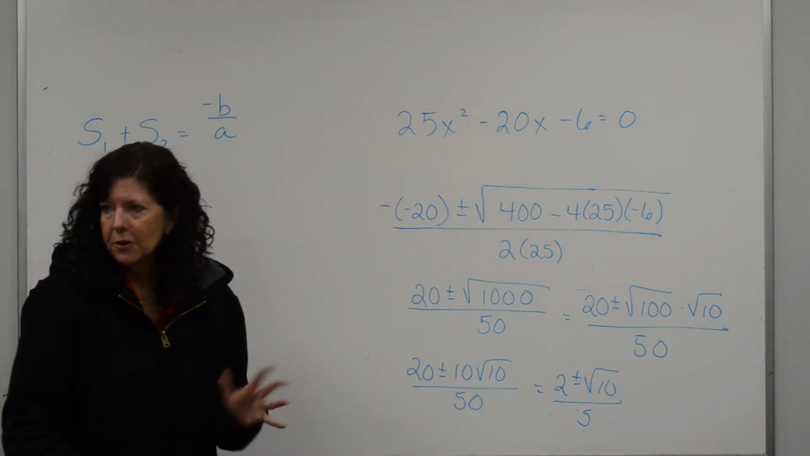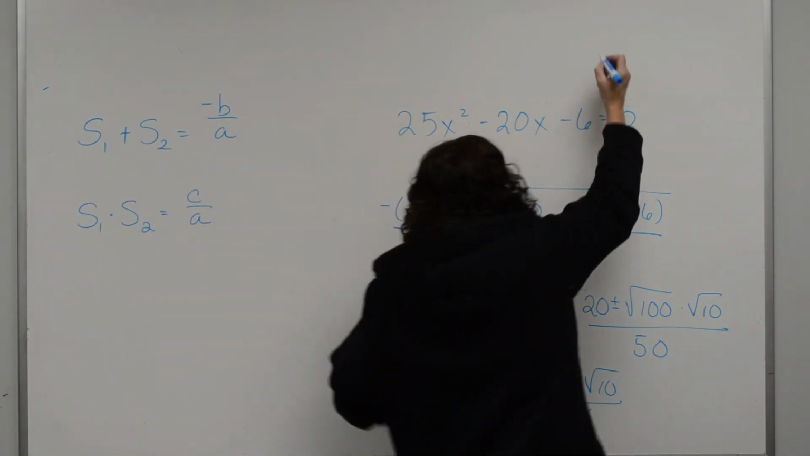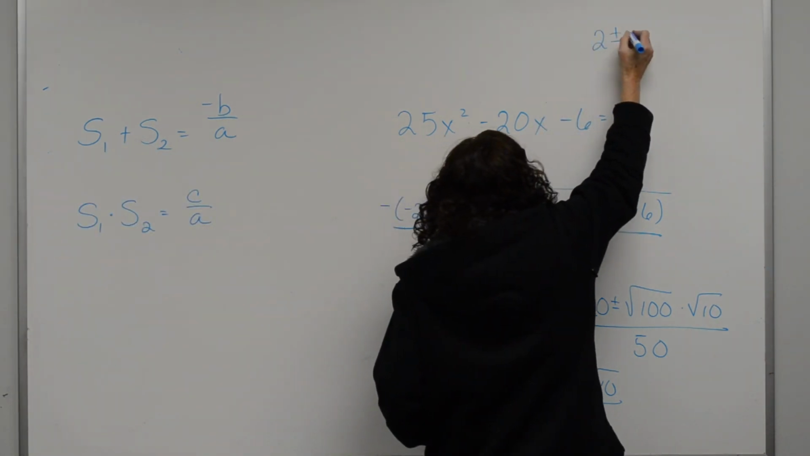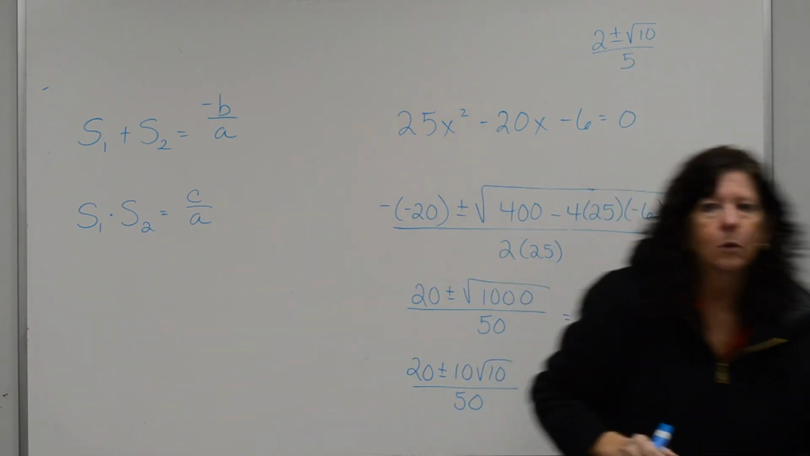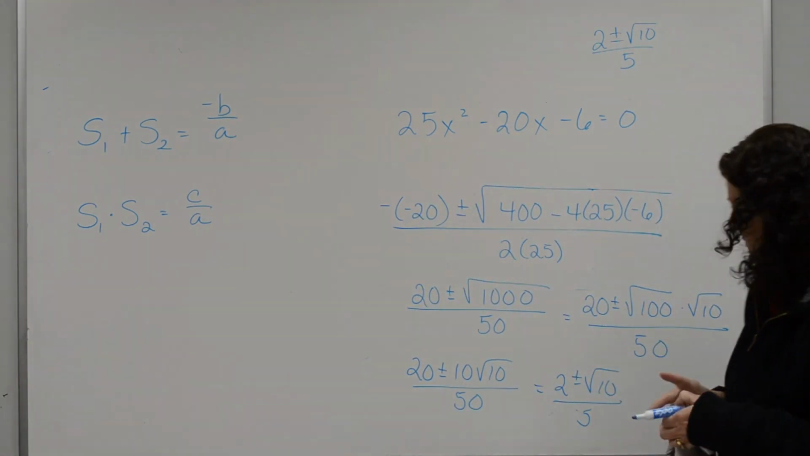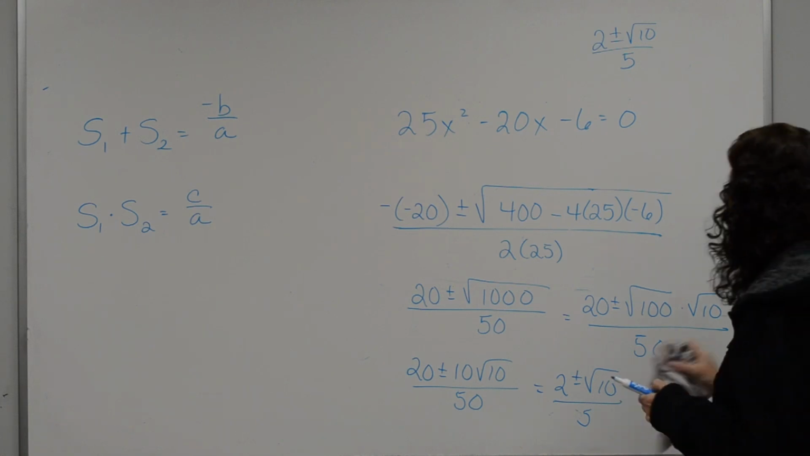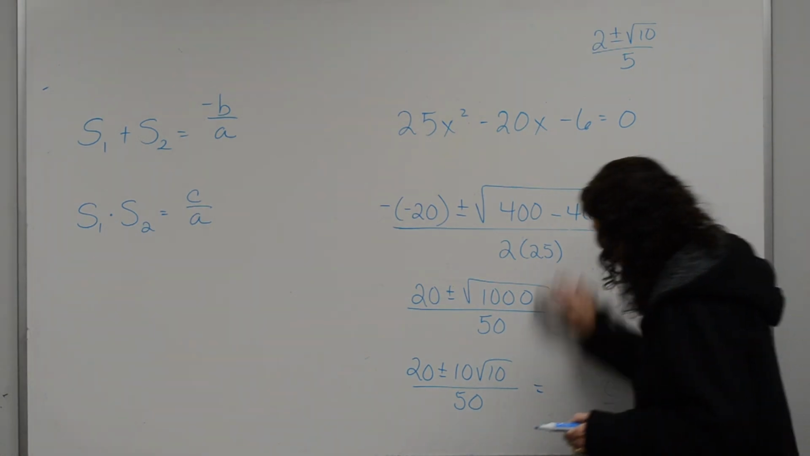Okay? So far so good. All right, so that's what I'm going to put up here. 2 plus or minus the square root of 10 over 5. Now let's work our way backwards. I know what I did. I forgot to put the square root of 10 on there. Ah, that would have affected it.